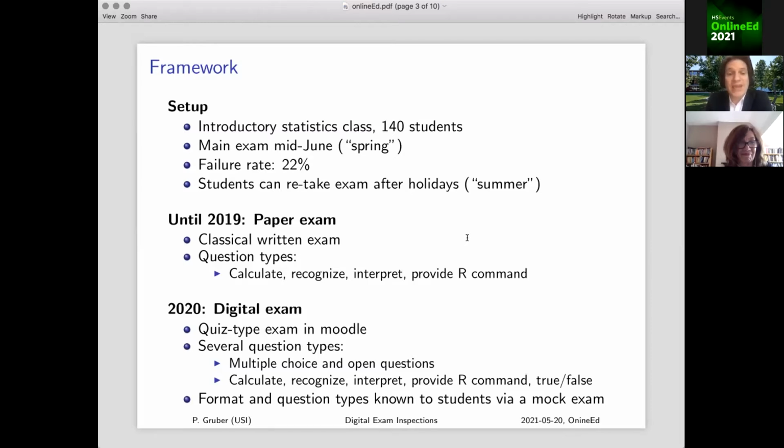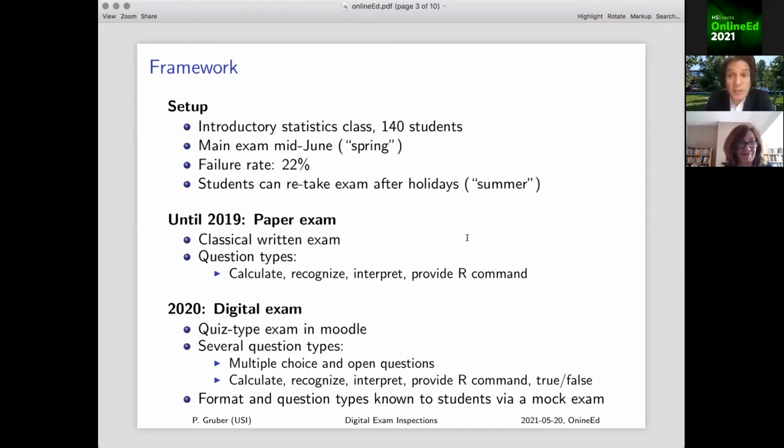Students have the opportunity to retake the exam after the summer, about 3 months later, and this is called the summer exam. Until 2019, we had a classical written paper exam: calculate something, maybe recognize a concept, interpret the result, and also already on paper provide some commands of the R programming language.